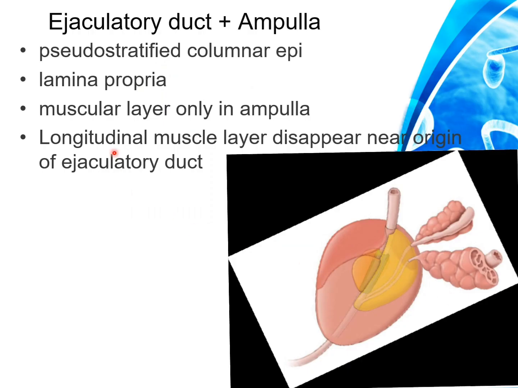As the vas deferens enters, it joins the duct of the seminal vesicle and forms the ejaculatory duct and ampulla. The ejaculatory duct is lined by pseudostratified columnar epithelium having the lamina propria. Only the muscular layers are present in the ampulla. The longitudinal muscle coat disappears near the origin of the ejaculatory duct. So here the excurrent duct system is completed.